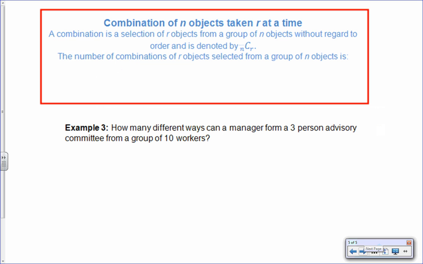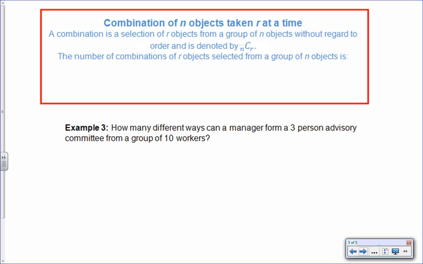And the last one for today is a combination. So now we're just selecting our objects from a group of n without regard to order. Okay. So it doesn't matter. That doesn't give me another option. That's what that means. If I pick the same 3 people, it's the same 3 people whether I picked this person first, that person, then that person. I'm still getting the same 3 people. The order in which they get there does not matter.